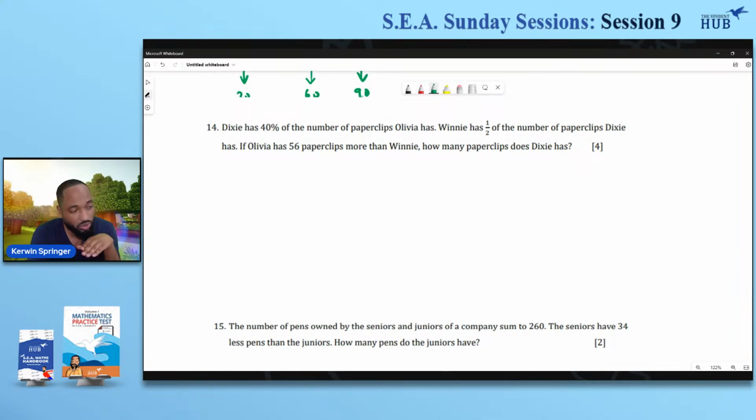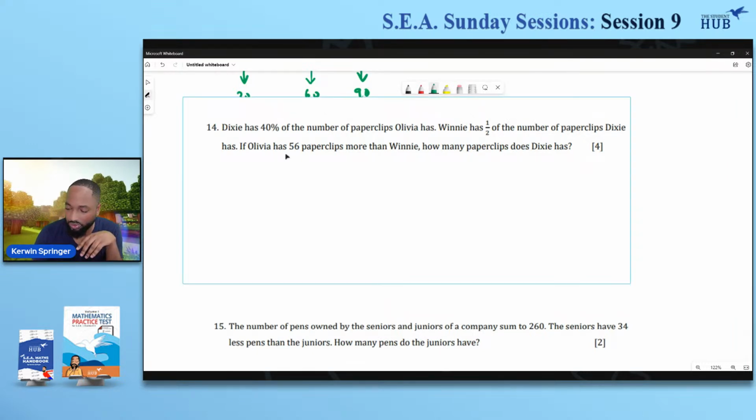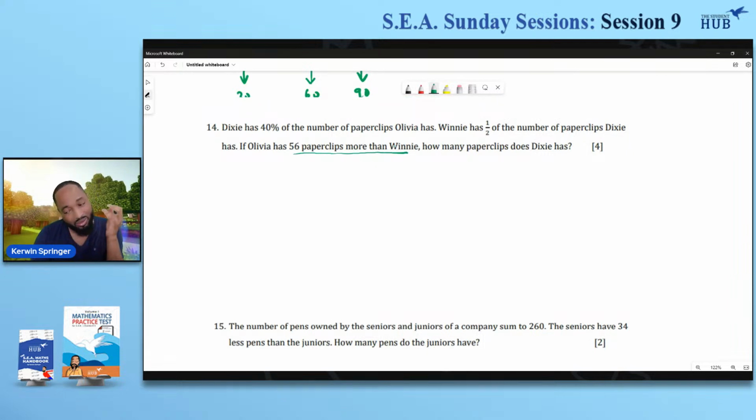Now, I could have worked this out without using the block method, but you see how they say 56 more than Winnie here? The block method will be the best method to explain this. Because I could keep going in fractions all the way down, and if they told me how much Winnie has, I could just equate the fraction, do my inverse, and find the total. But they didn't give me how much each one represents, they gave me the difference.